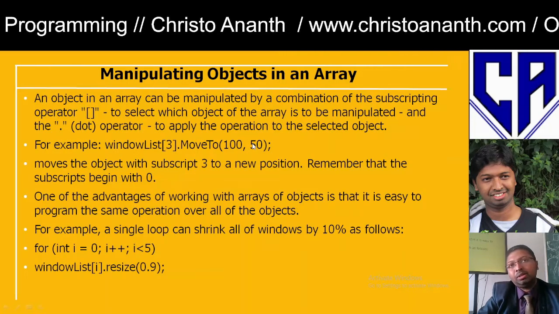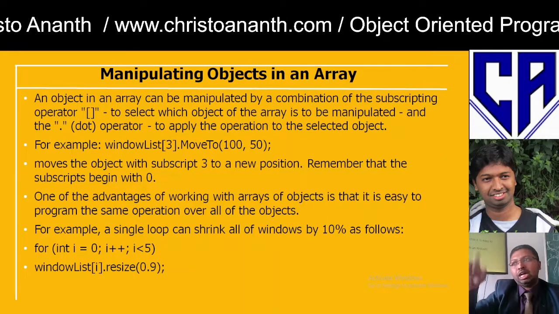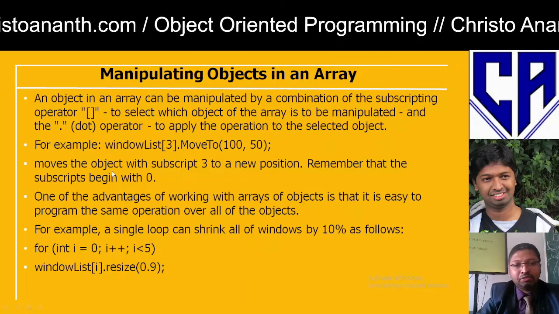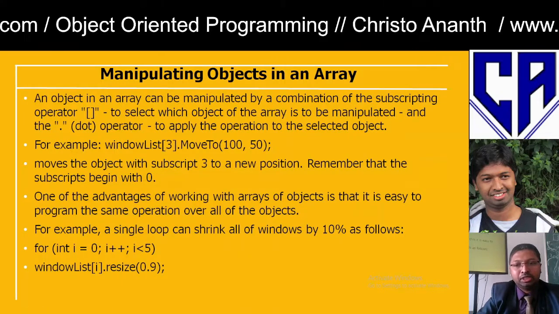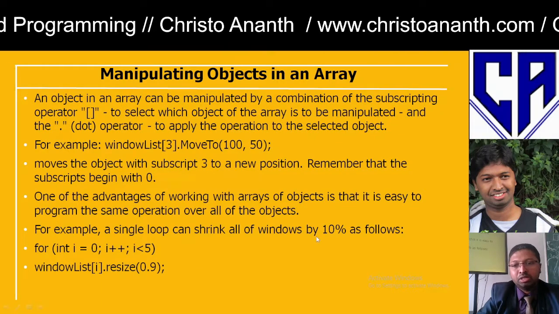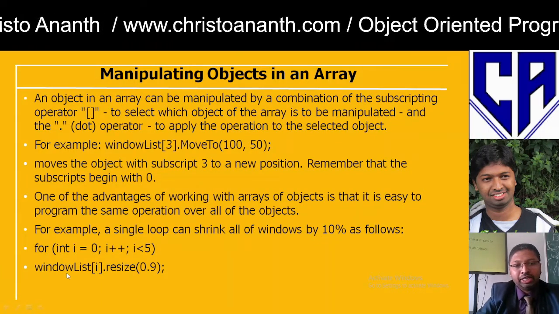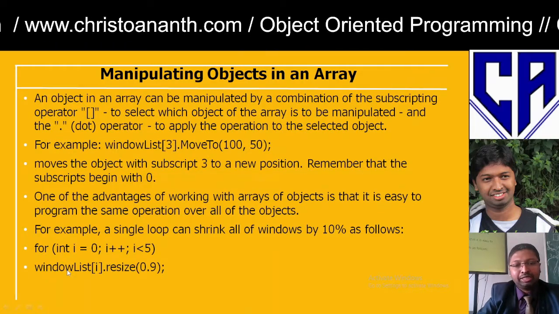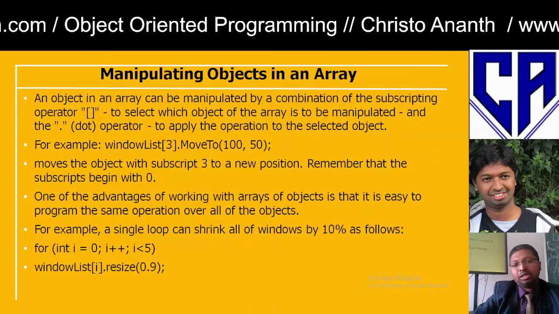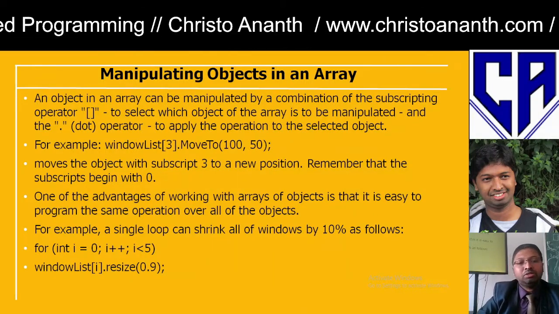Okay, so remember, for each array that you specify, the subscript or the location starts from 0, not from 1. One of the advantages is that it's very easy to program the same operation. So a single loop will shrink all the windows by 10%. So for int i equal to 0, i less than 5, i plus plus, window list of i dot resize to 0.9.